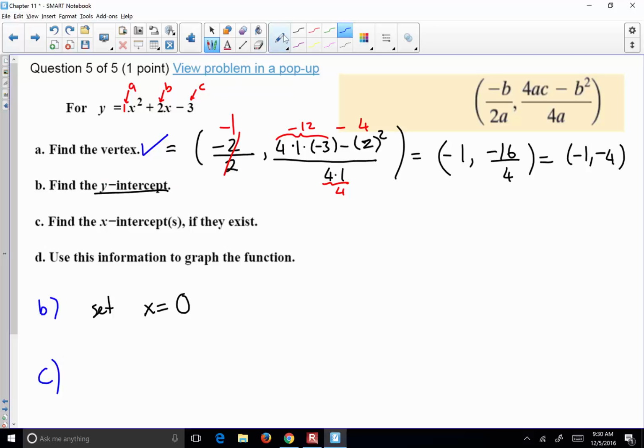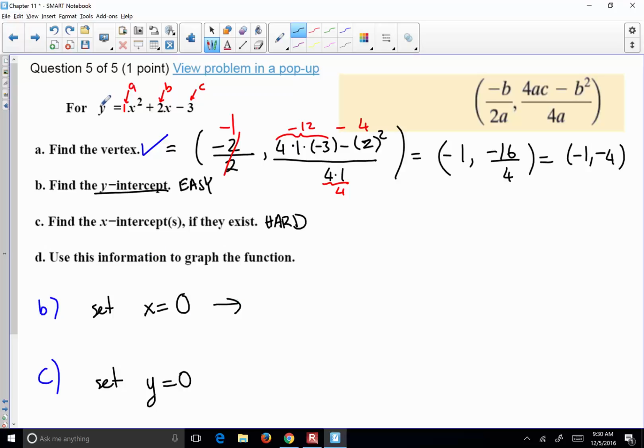In part C, when you set y into 0, you get the x-intercept. Okay? So, getting the y-intercept is easy. However, getting the x-intercept is hard. You will see why I'm saying this.